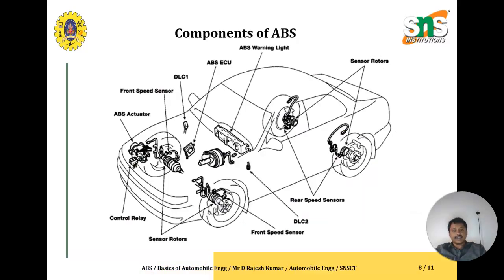Other than this, among the components you can see the ABS actuator, the front speed sensors, and the rear speed sensors. All these sensors are used to detect the position of the wheel, and the ECU detects the wheel lock and releases the brakes. So this is what ABS is.